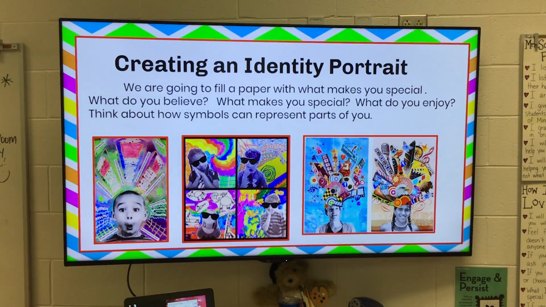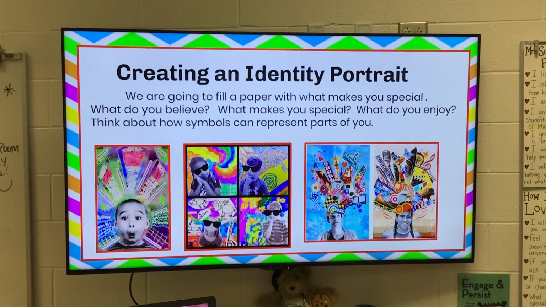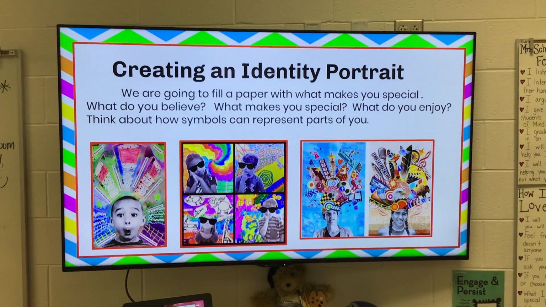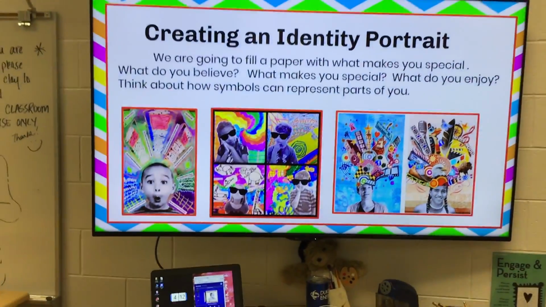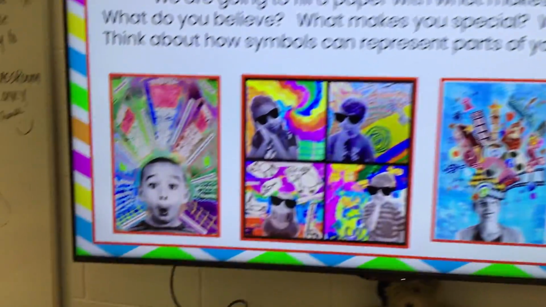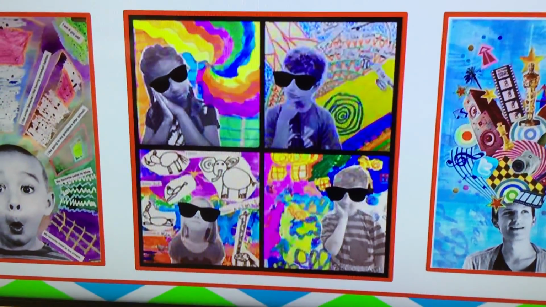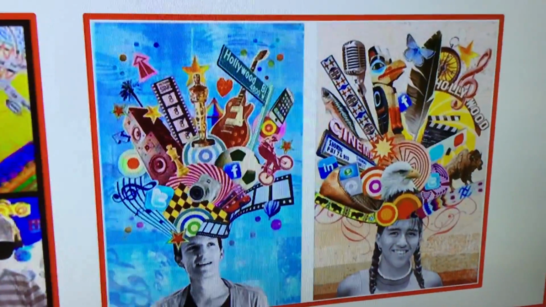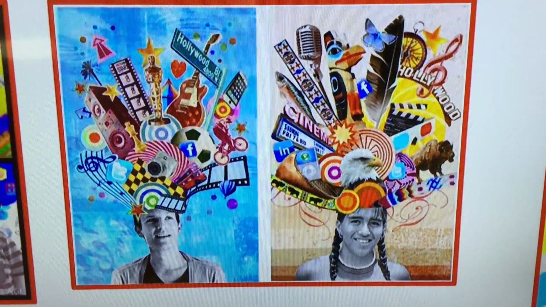What do you believe? What are the things that make you unique and different than other people? What are things that you enjoy? And then maybe think about how some symbols can represent parts of who you are. As you can see in these examples, these artists used color and lines to represent them. They used patterns and objects and animals to represent them. They used drawings as well as collage and cutting things to represent who they are.